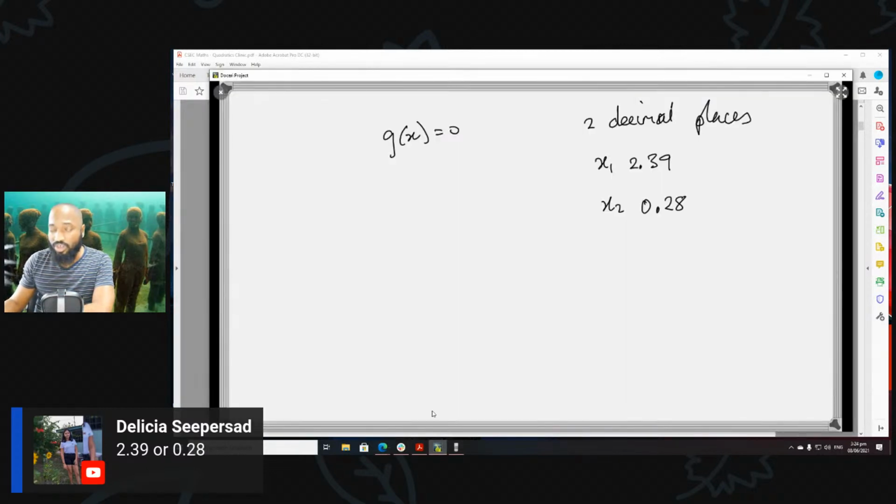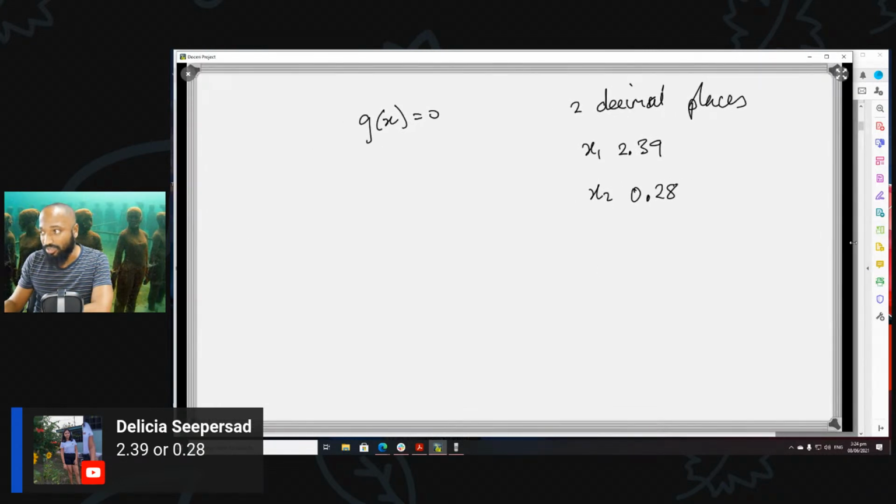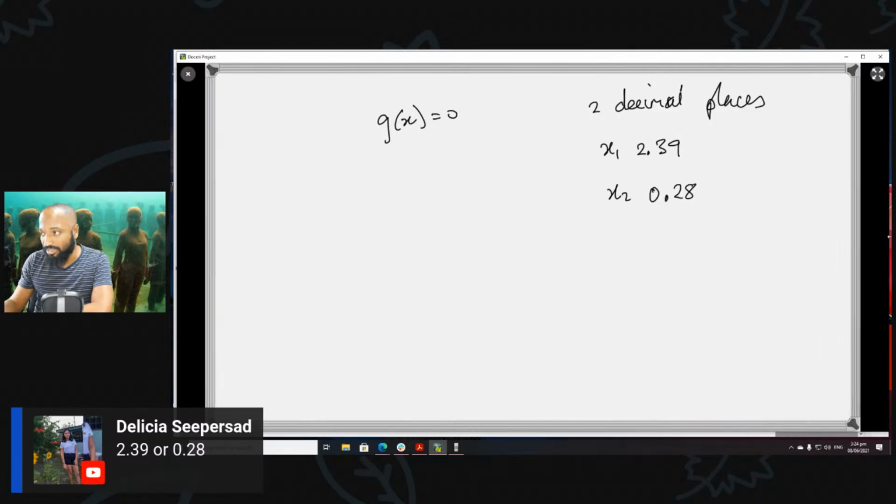Cool? Now, you need to show the working. You can't just say from calculator. They're adamant about that, so you must give them something to work with. So here's what we'll do.